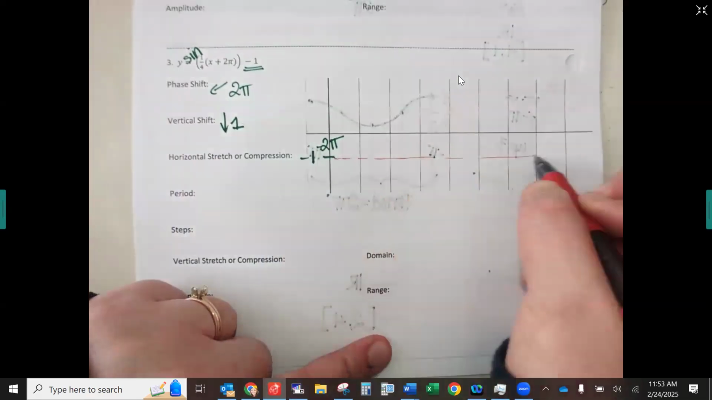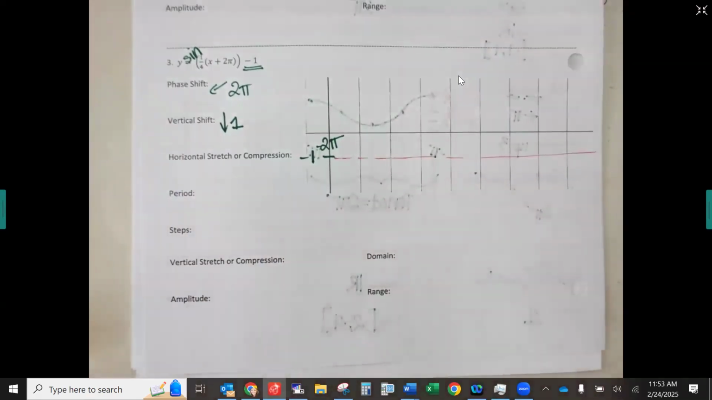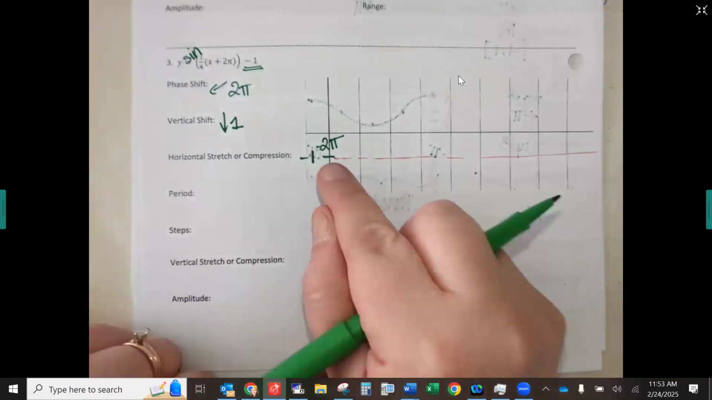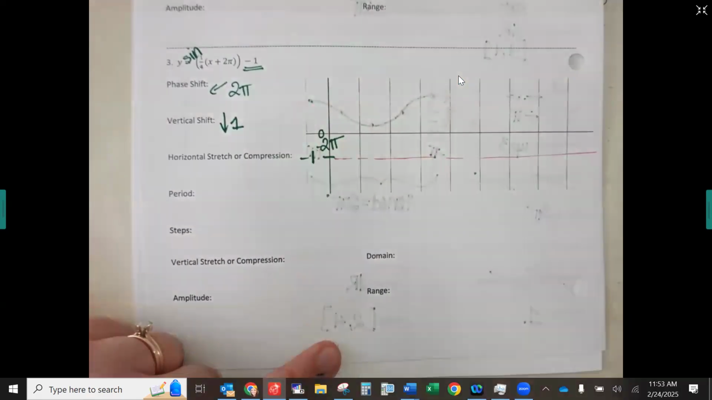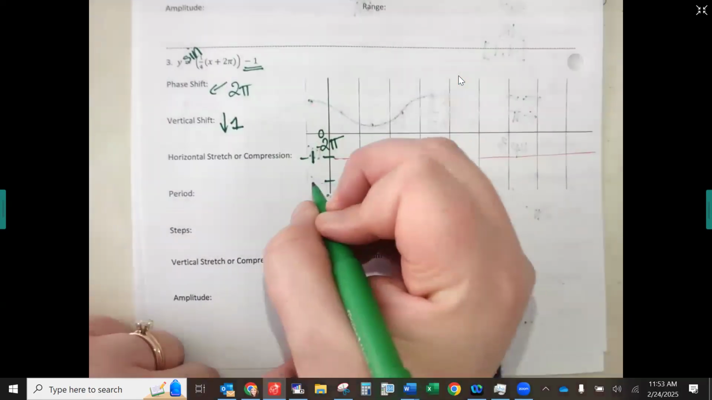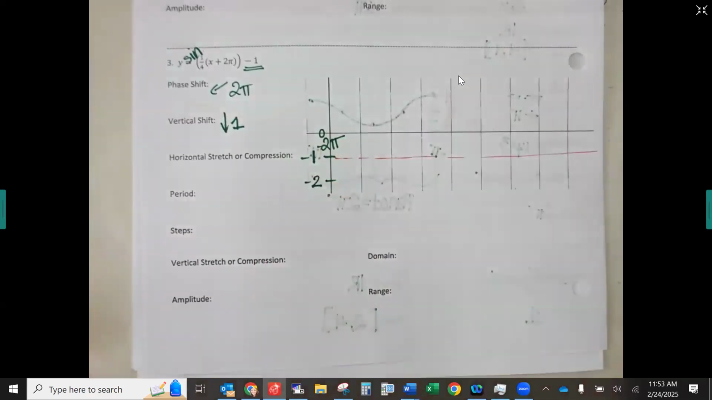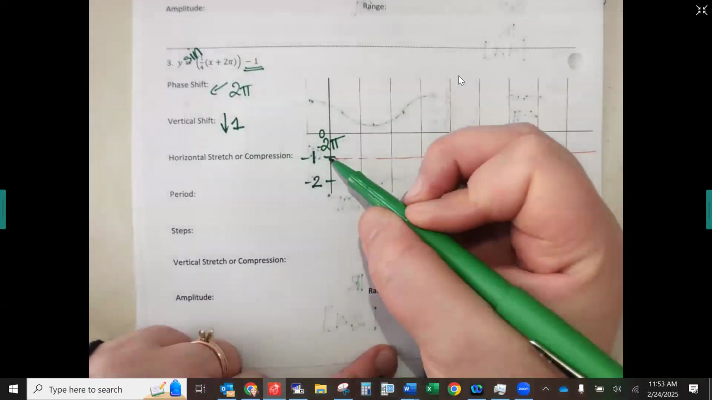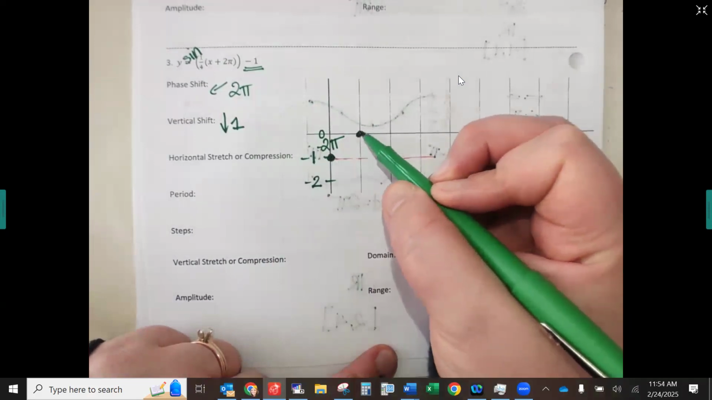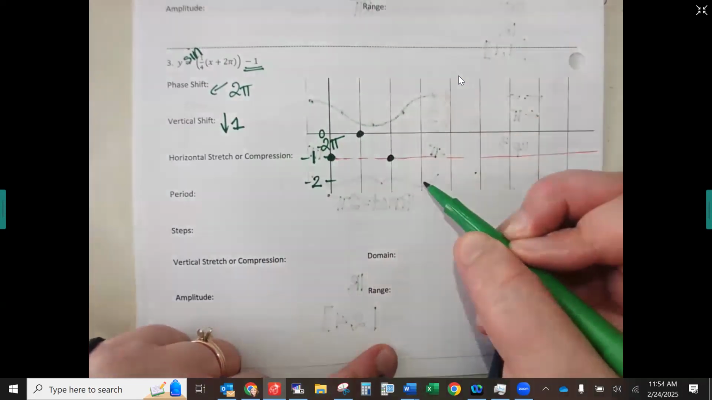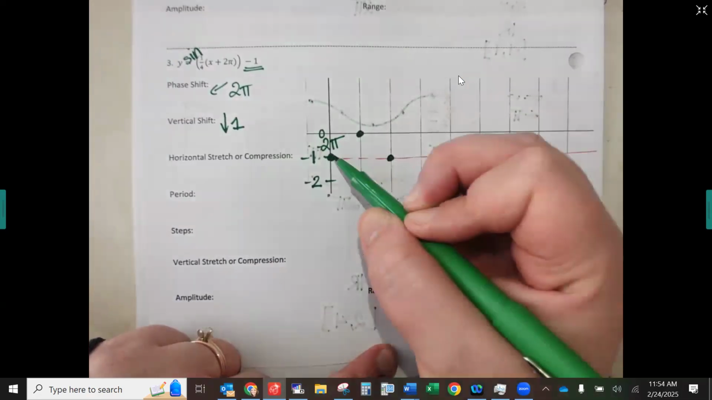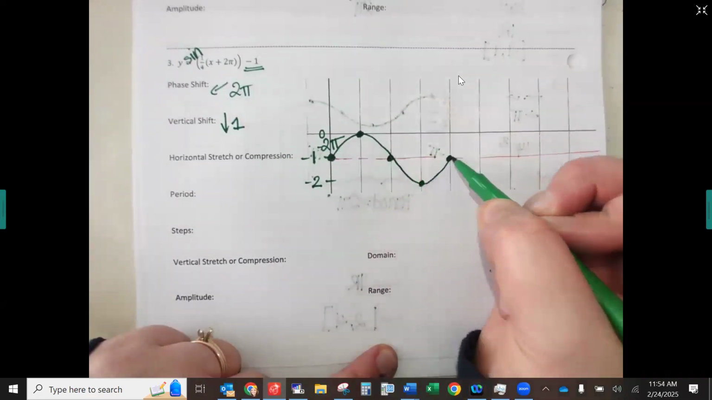Okay, then I don't have a vertical stretch or compression. I don't have a number in the front. So what's my amplitude? 1. So if I go up one, that would put me at 0. Down one would put me at negative 2. This is a sine graph, so where does it start? Middle. So I'm gonna hit at -1, 0, -1, -2, -1. Okay, just like that.